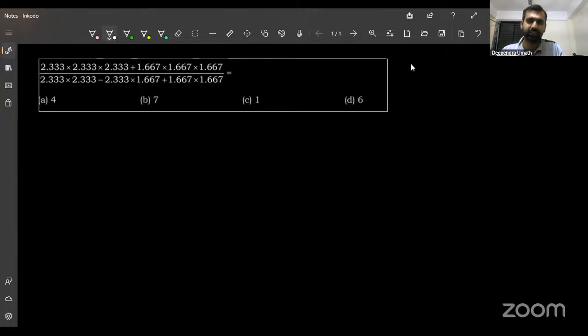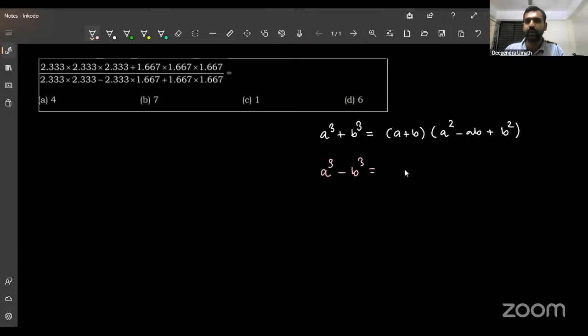There is an identity, students. Are you aware of this identity that A cube plus B cube can always be written as A plus B whole times A square minus AB plus B square. Similarly, there is one more identity which goes like this, that A cube minus B cube can be written as, see, how I remember it? It is going to be A, B, A square, AB and B square. But the signs confuse everyone.